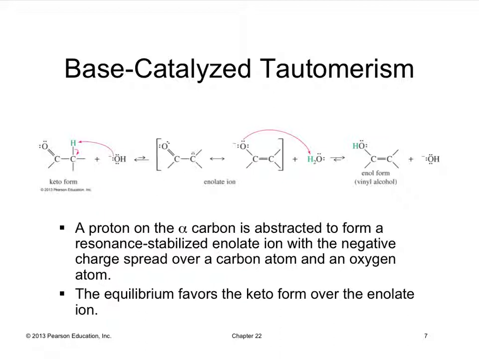In terms of base catalyzed tautomerization, your proton on the alpha carbon is abstracted to form a resonance stabilized enolate ion with a negative charge spread over a carbon atom and oxygen. The equilibrium favors the keto over the enolate ion. So here you're deprotonating, and then you form this resonance structure in which your electrons from that carbon can go down, and the electrons go to the oxygen over here. This will generate your enol, and then this can get protonated to form the vinyl alcohol.